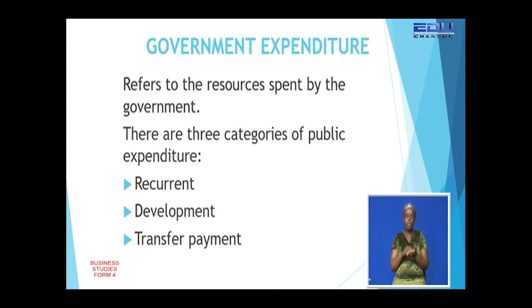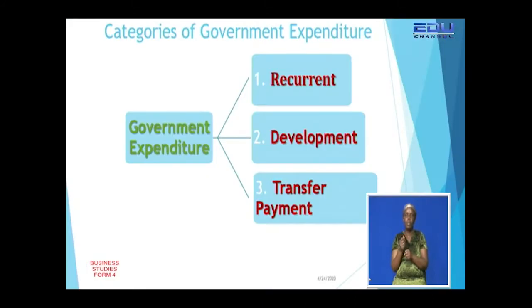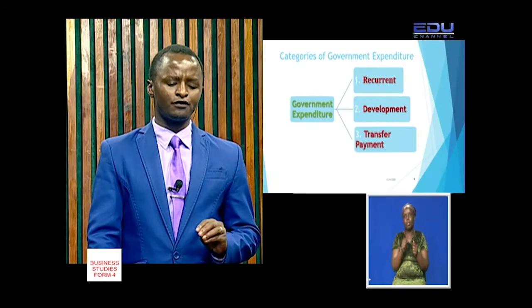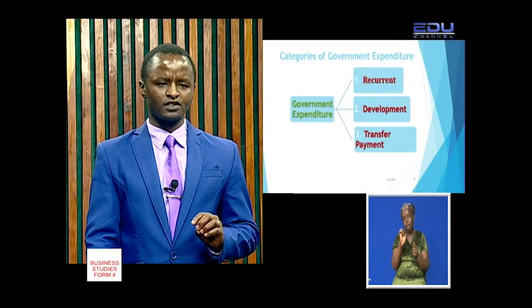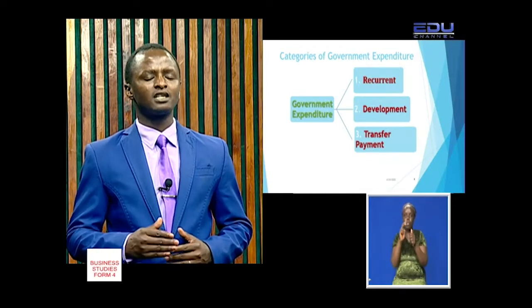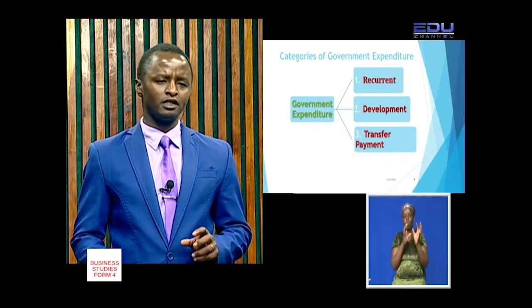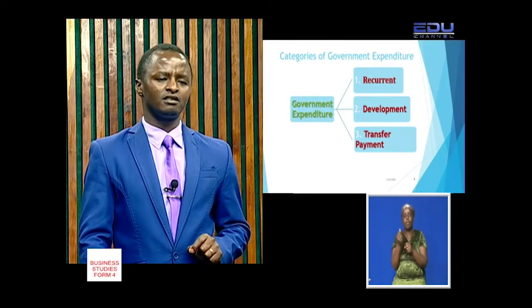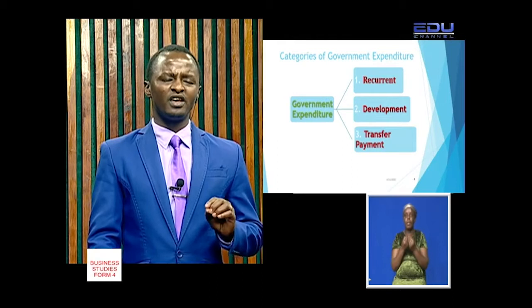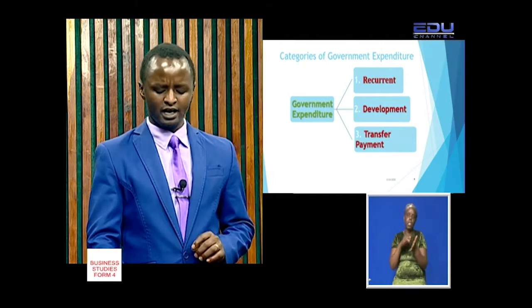Now, let us look at each of these 3 categories of government expenditure. We have talked about the 3 of them: the recurrent expenditure, the development expenditure, and the transfer payment. So generally from that chart, you can see for yourself that all of them are types or categories of expenditure, but they are incurred by the government. Therefore, they constitute the government expenditure. Let us look at the first one, that is recurrent expenditure.